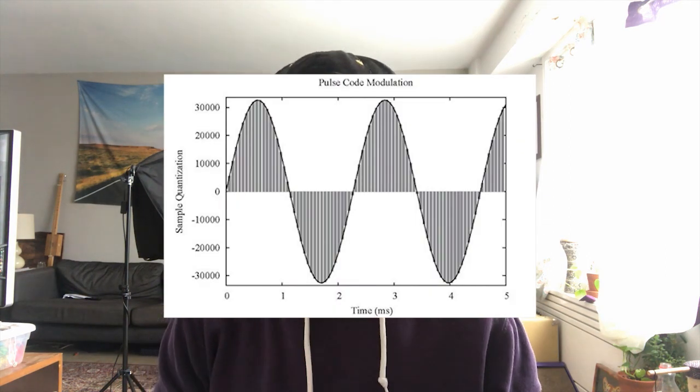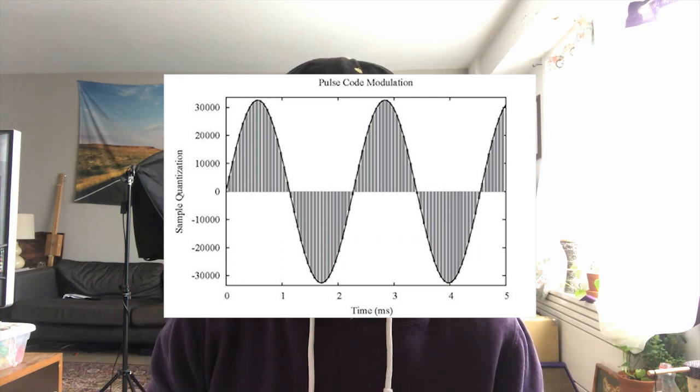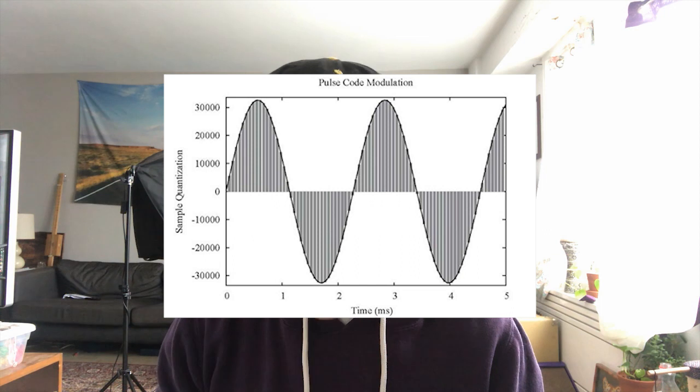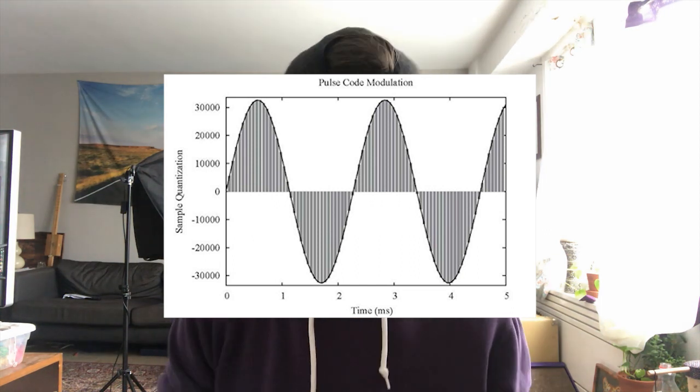Now, PCM looks at the amplitude of the signal and then quantizes it, or sort of rounds it up or down to the nearest value based on the number of bits available to represent it. In other words, based on the bit depth.